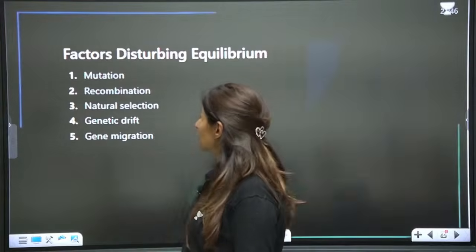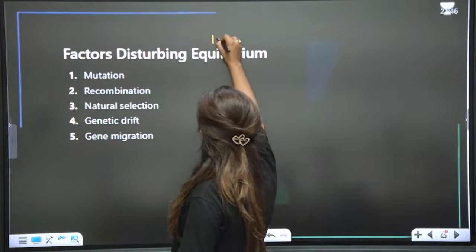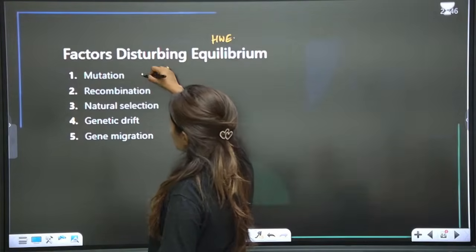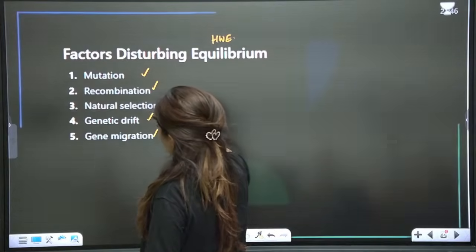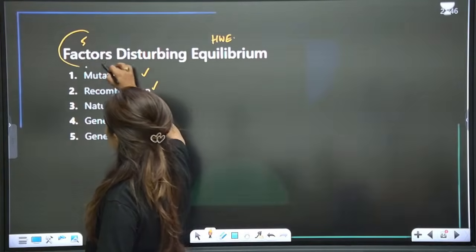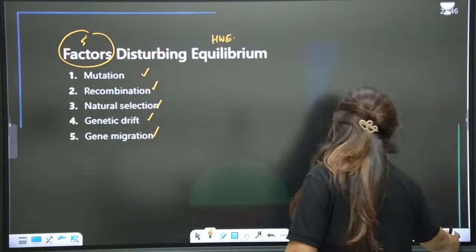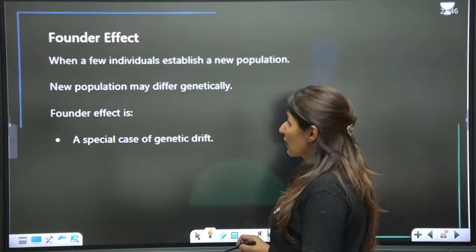So what are the factors which disturb this Hardy-Weinberg equilibrium? Mutation, recombination, all these 5 factors should be learned very well. Is that clear? And what is founder's effect?